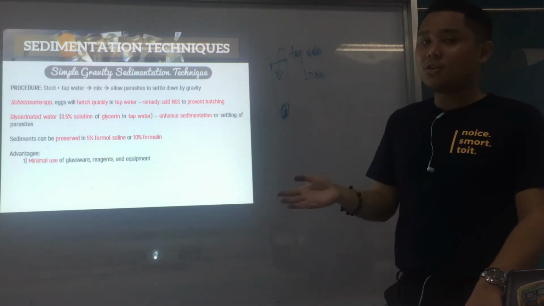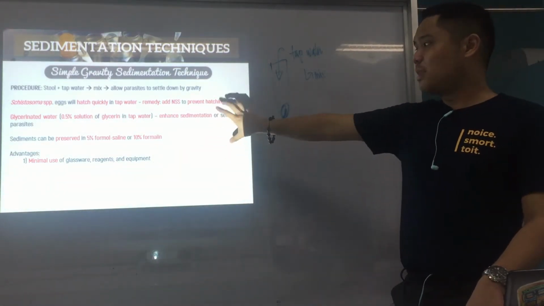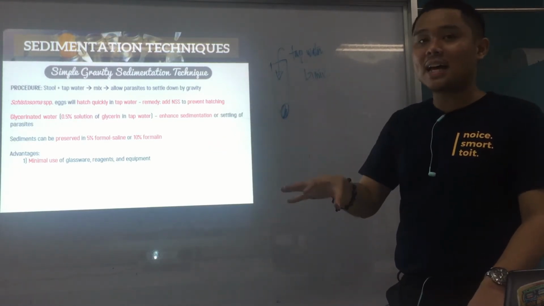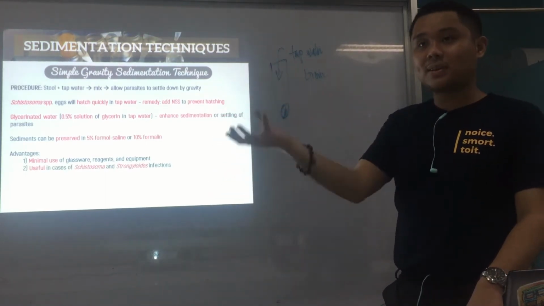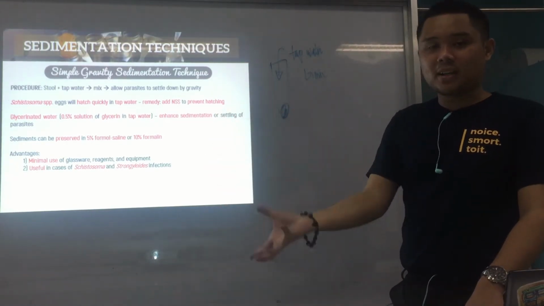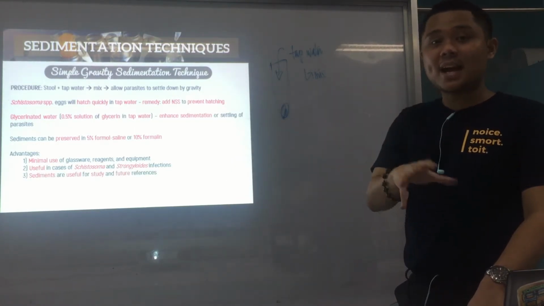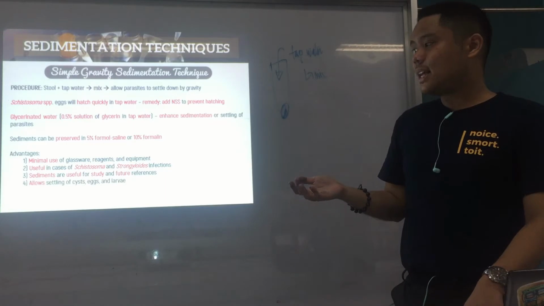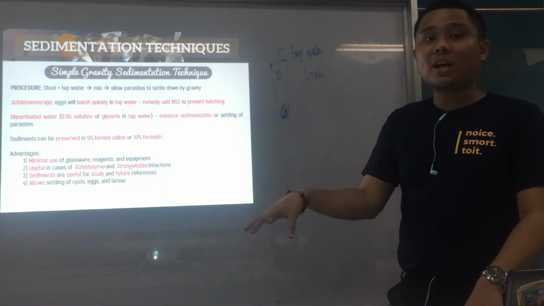Advantages is minimal use of glassware and reagents, as you only need a test tube and tap water. NSS can also be used to prevent hatching of Schistosoma eggs. So very minimal use, and very cost effective. It's not that expensive. Useful in cases of Schistosoma and Strongyloides infections because they will settle at the bottom, the larvae of Strongyloides and also Schistosoma eggs because they're heavy. Sediments are useful for study and future reference because they can be preserved with either 5% formal saline or 10% formalin. And lastly, it allows the settling of cysts, eggs, and even larvae, so you can recover a lot in the sediment.